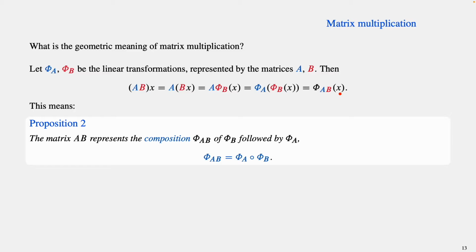So what we find is that the product of two matrices represents the composition of two linear maps. The matrix product AB is the matrix representing the map phi AB, where phi B is followed by phi A.